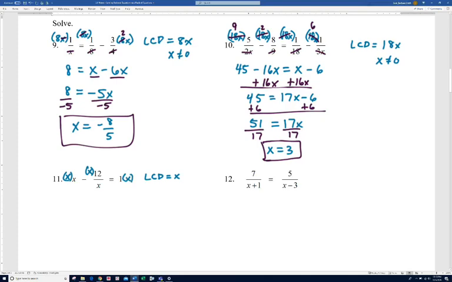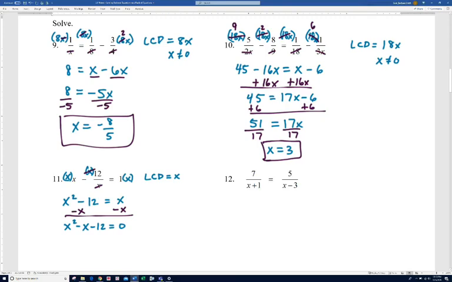x times x is x squared. We have x times 12 over x. The x's will cancel. You're left with minus 12. And on the other side, you're going to have 1x or just x. Now, this is a quadratic equation, and so we're going to want to get 0 on one side. And so that means we're going to want to subtract x on both sides. And so we're going to get x squared minus x minus 12 is equal to 0.